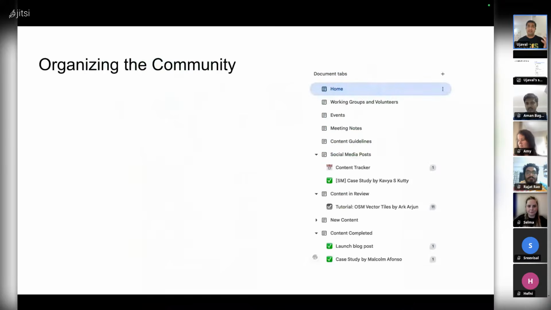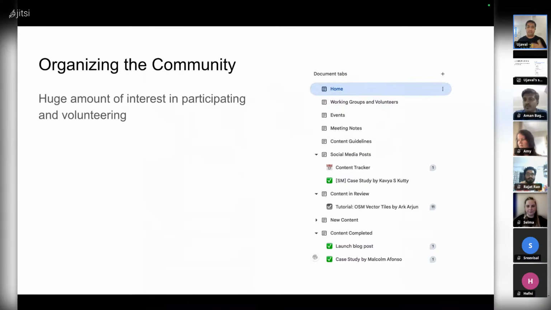Once we had a user group and a logo, we said, what should we do? There was a lot of interest to do different things. So we had lots of members. Everybody wanted to volunteer. We started organizing ourselves in this gigantic shared document where people were collaborating, figuring out what to do next, adding comments.